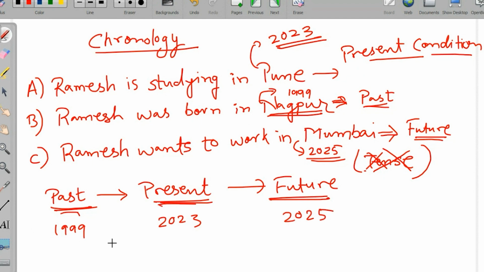So how will your sequence be formed here? B A C. Is that clear? I hope you have understood this chronology also.